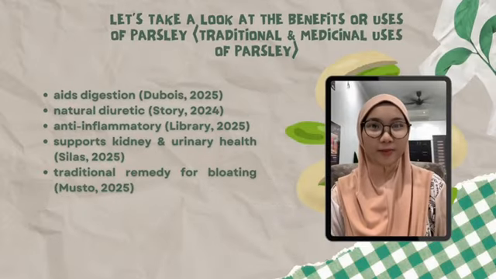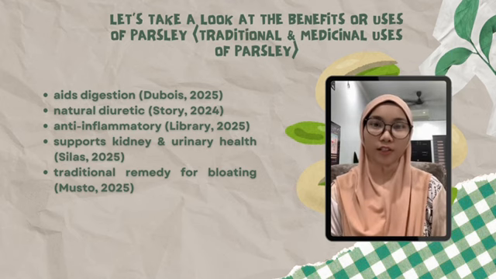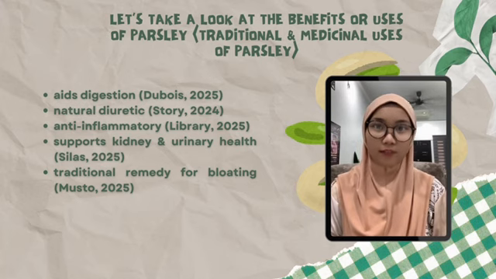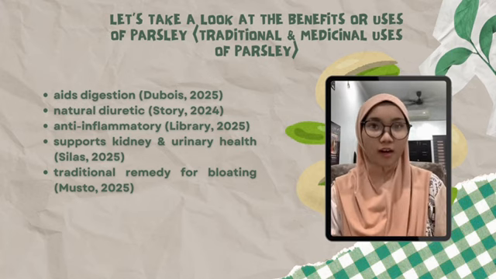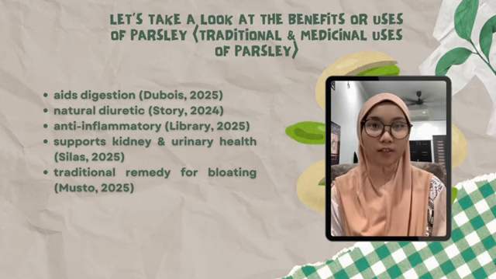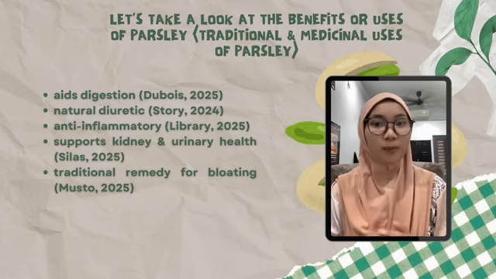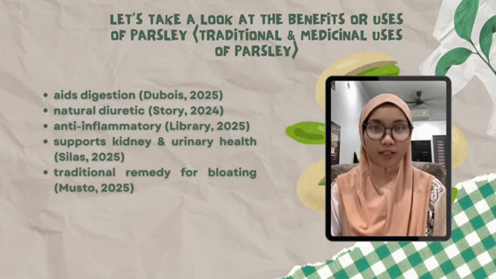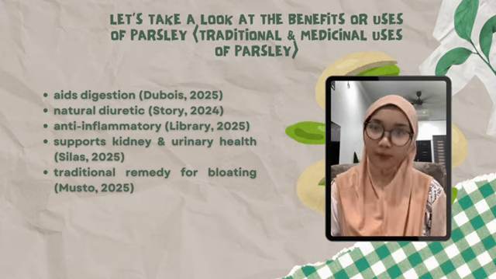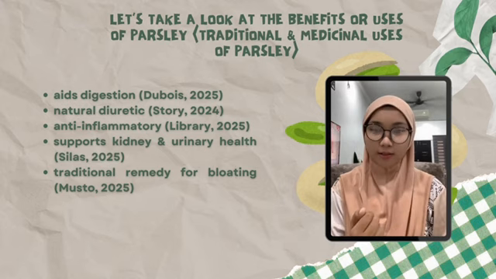Traditionally, parsley has been widely used for its medicinal properties. One of the main traditional uses of parsley is to aid digestion. It has been used to reduce bloating and stomach discomfort. Parsley is also known as a natural diuretic. In traditional medicine, it was used to help increase urine production, which supports kidney and urinary tract health by removing excess water from the body. In addition, parsley has anti-inflammatory properties. Traditional healers use parsley to help reduce inflammation and relieve minor pain, especially related to joints.